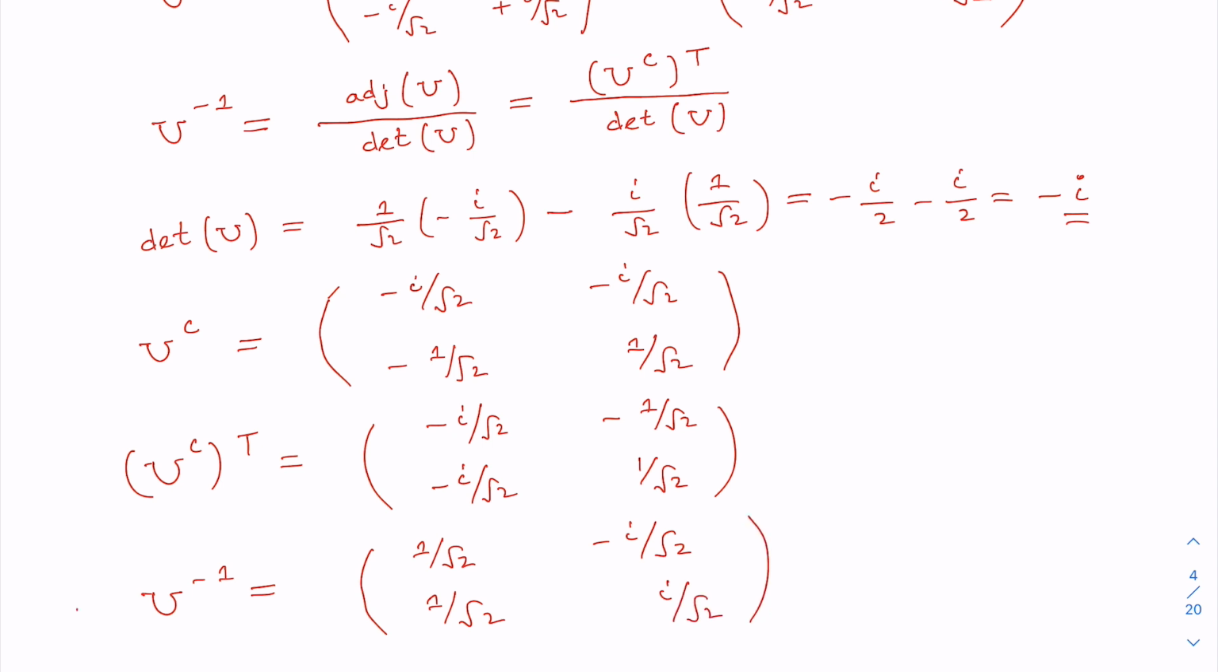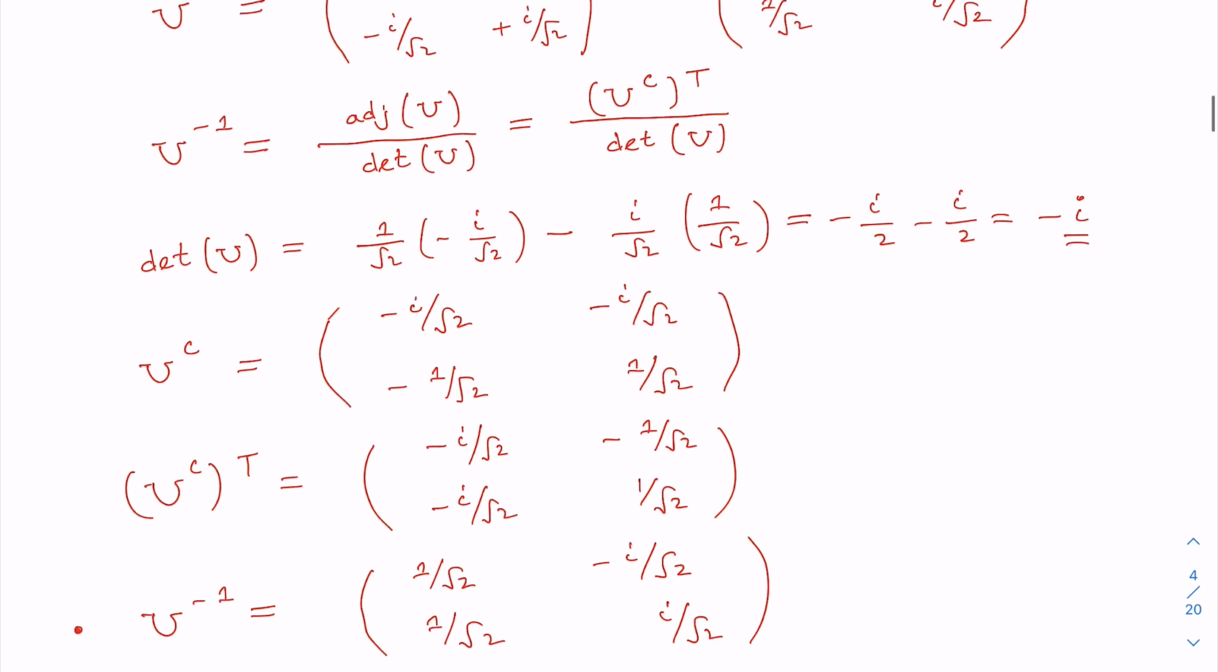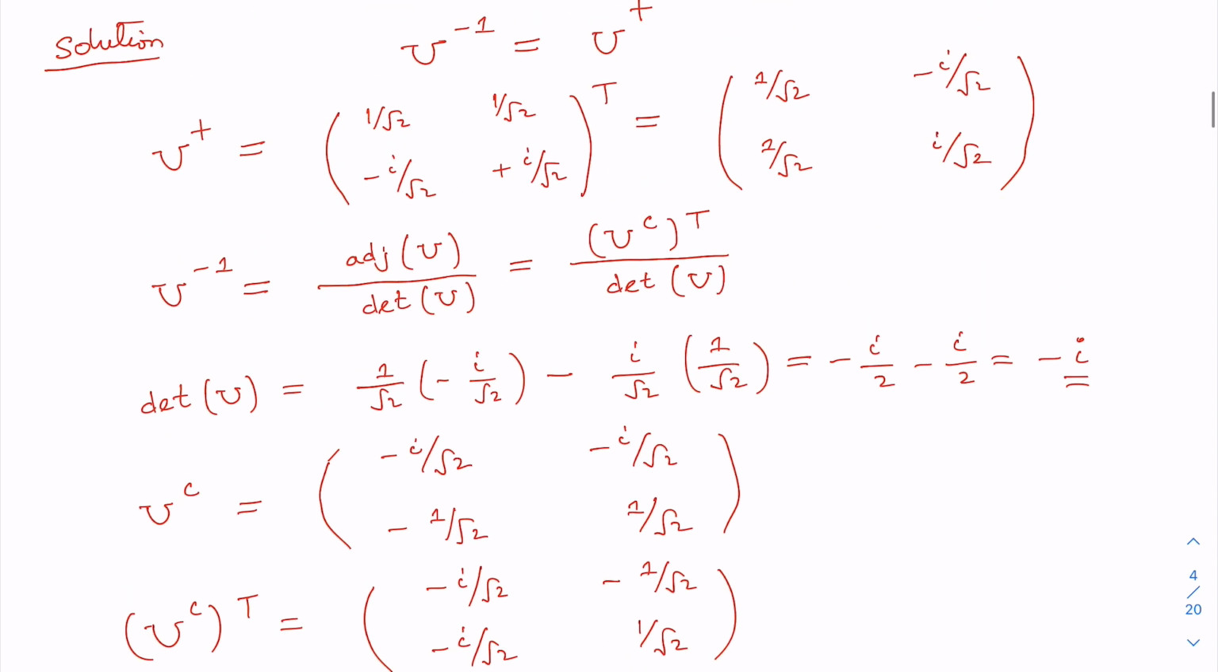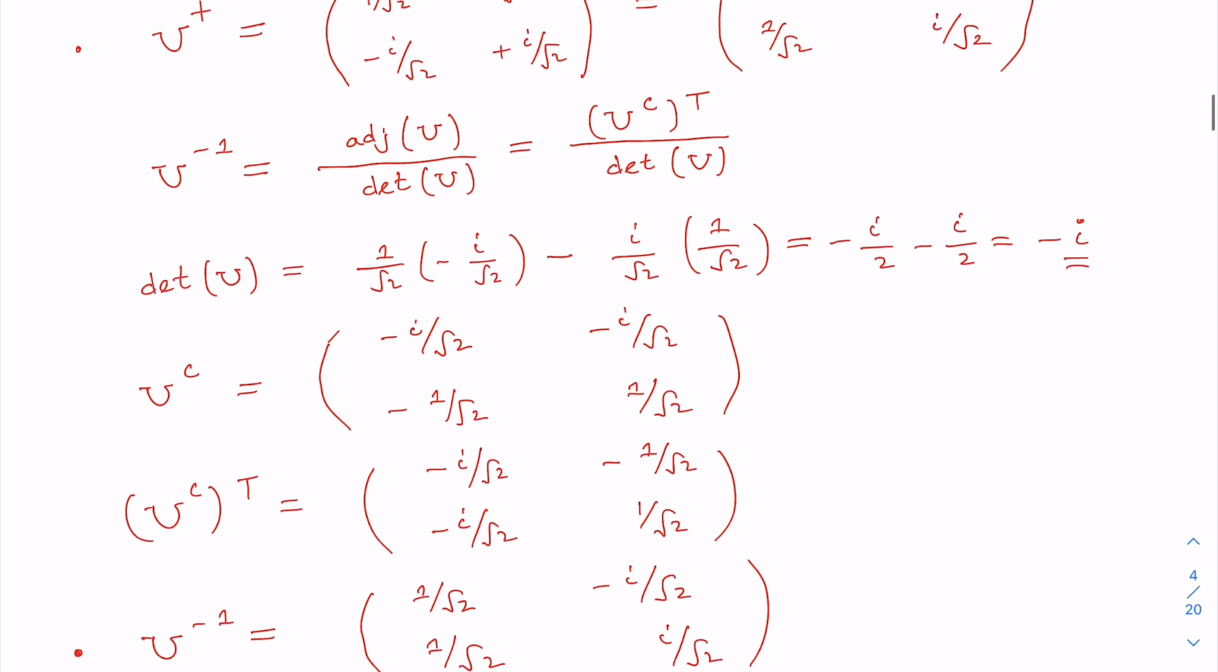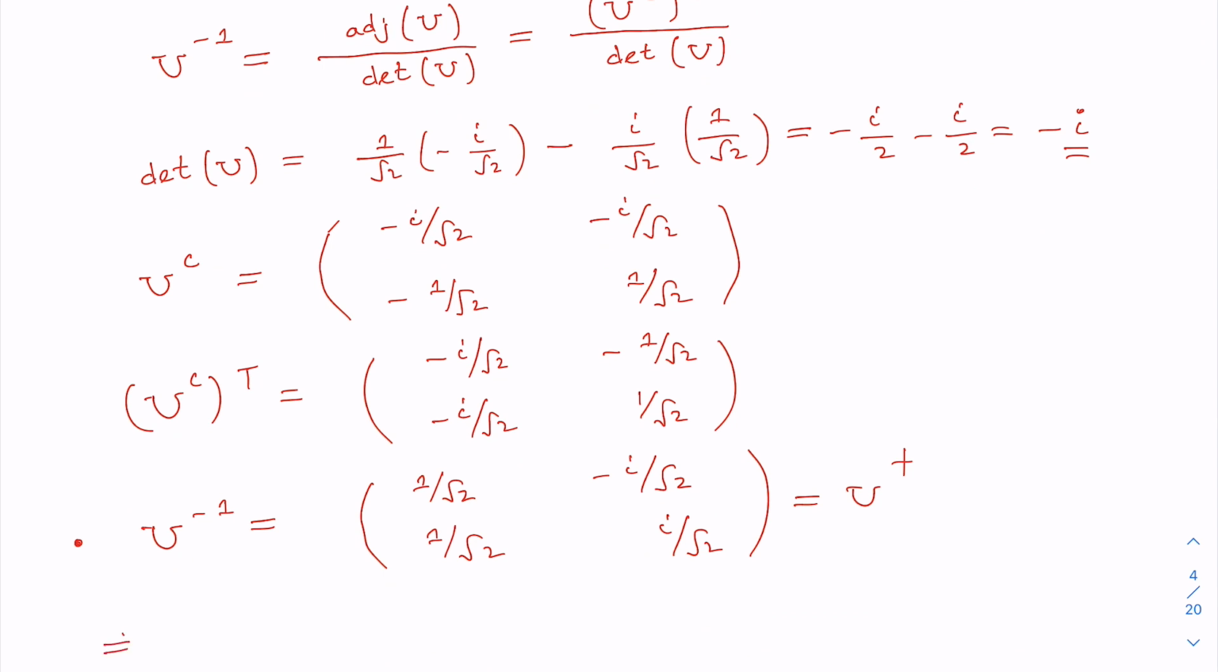And if you look at this expression for U inverse, and if you look at U dagger, you will see that U inverse is equal to U dagger. That implies that U is unitary.